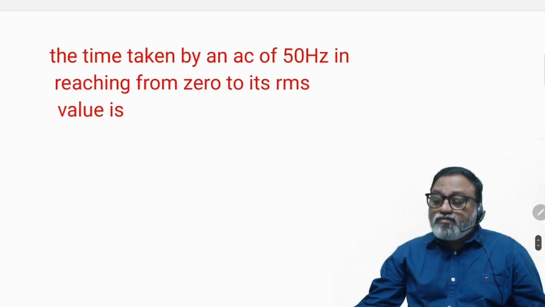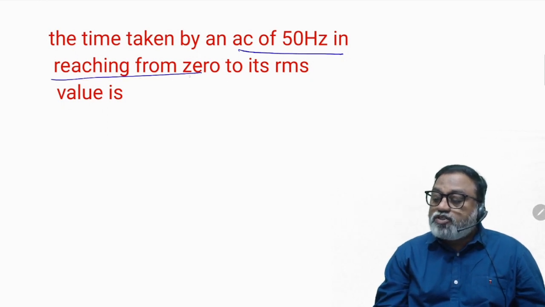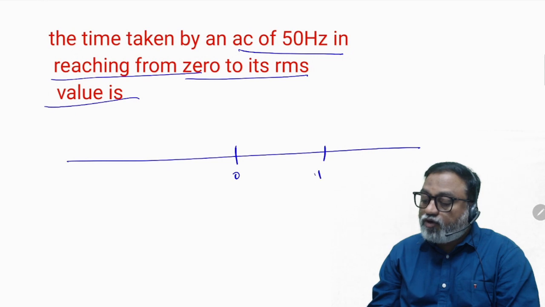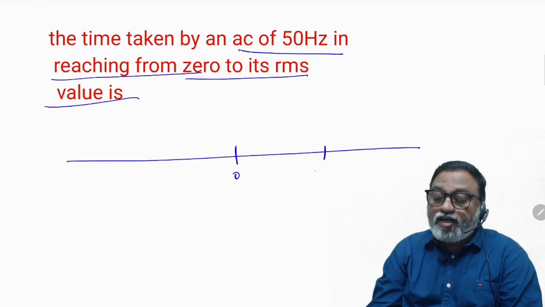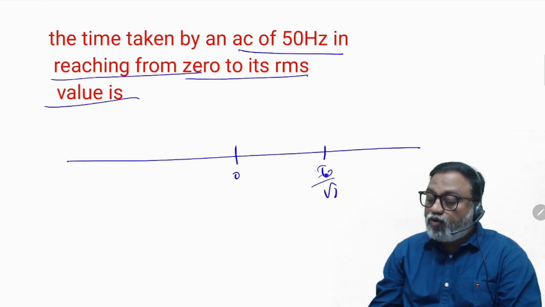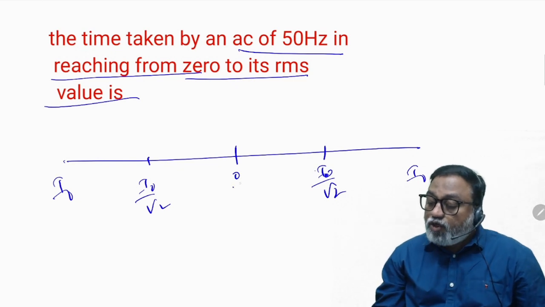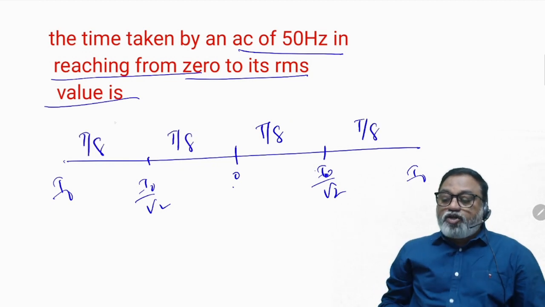Another problem. The time taken by an AC of 50 Hz reaching from 0 to RMS value. Here this is 0. RMS value means I RMS is equal to I naught by root 2. So the RMS value is I naught by root 2, and this is I naught. So from 0 to I naught by root 2, this becomes T by 8. Here also T by 8, and each of the remaining parts is also T by 8.